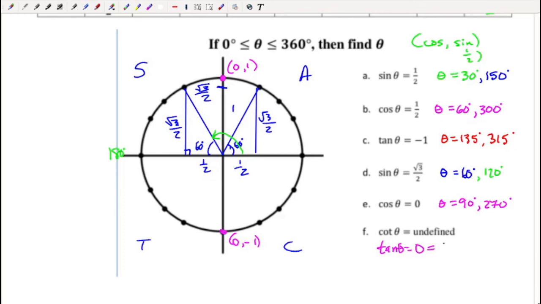And tangent theta is y over x, or sine over cosine. So I need a y value of 0 and an x value of something else. Well, my y values of 0, those ones happen here. This is a y value of 0, x value of 1. And over here, -1, 0. So these are where my y values are going to be 0, so that when I flip this over, then I'd get an undefined for cotangent. So those angles would be theta equal to 0 degrees, or 360, and theta equal to 180 degrees. And that's it, all done.